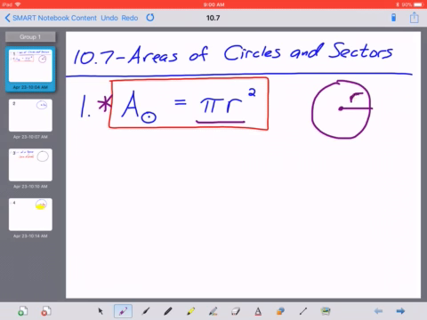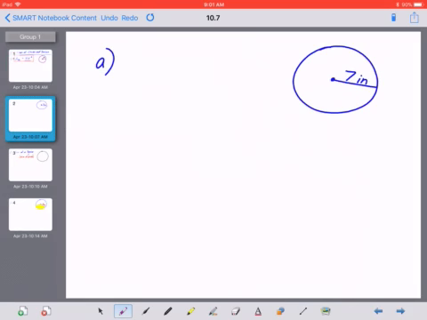And if we take pi, which of course is that irrational number, the ratio of a circle's circumference to its diameter, and multiply that by the square of the radius, that gives us the formula for the area of that circle. All right, so we're just going to use that formula once real quick here in action.